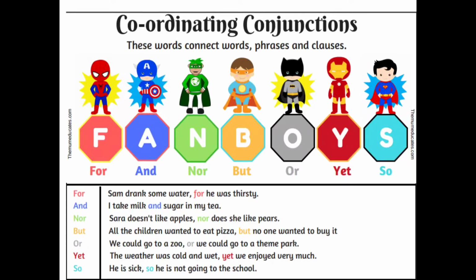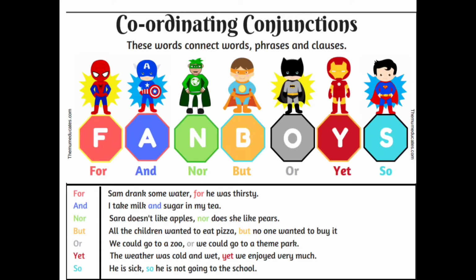Now the second one is and. Let's understand the use of and. I take milk and sugar in my tea. So this word and is working as a coordinate conjunction. Third one is nor, right? The use of nor: Sarah does not like apples, nor does she like pears. Okay, the choice is nothing. No, not apples, not pears.